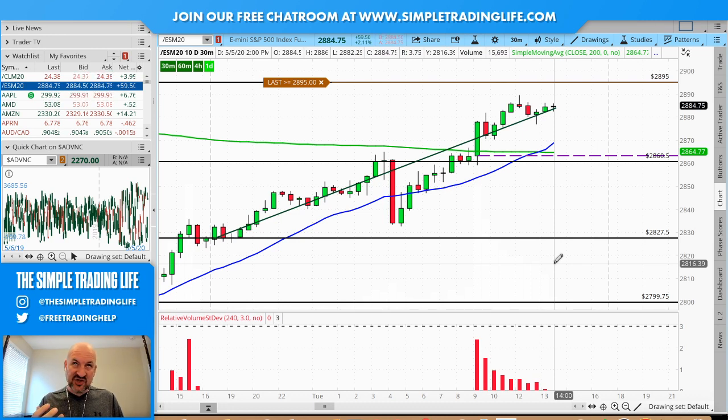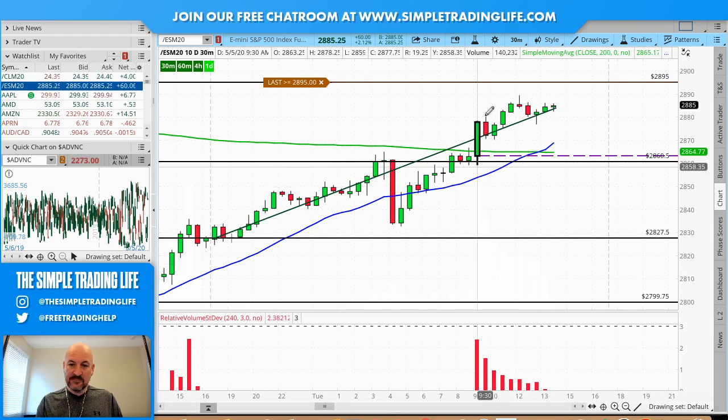If I'm looking at structure, I always say you've got to have a minimum of 3 legs. And what is a leg? This is a leg. Up is 1, down is 2, up is 3. So that shows us higher high, higher low, higher high. You've got to have at least 3.